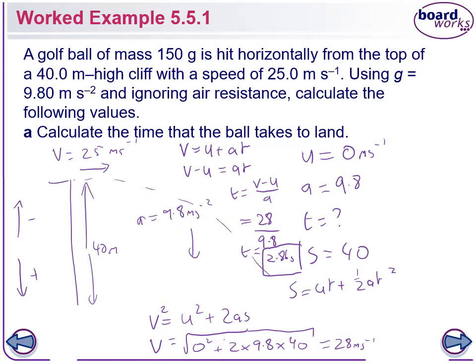So let's think about the common sense rule. Does this seem to obey the common sense rule? Does it sound about right that it would take nearly 3 seconds to fall 40 meters? Sounds about right to me. If you get 15 minutes, you've gone wrong somewhere. All right, but 3 seconds sounds about right. So we've got it. The time that the ball takes to land is 2.86 seconds.